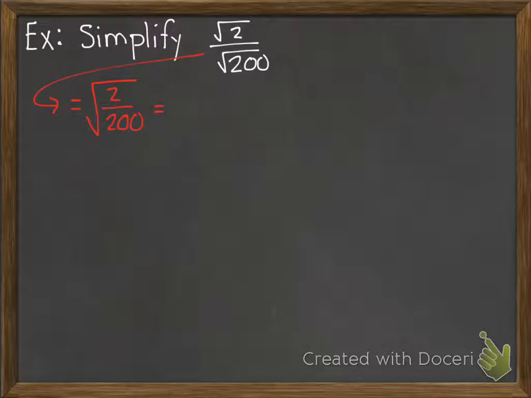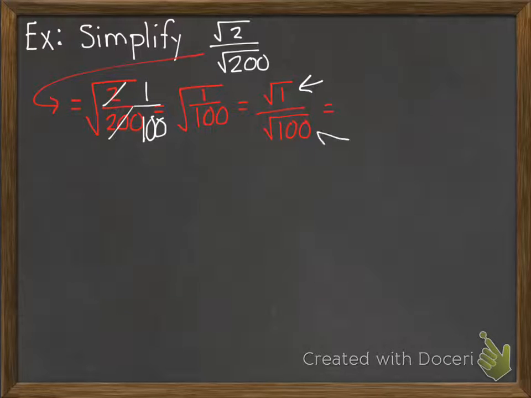If you notice, my greatest common factor in 2 and 200 is 2. I know 2 goes into 2 one time, and 2 goes into 200 100 times. So I'm left with the square root of 1 over 100. Now, what I can do is split them up again. So now I'm left with the square root of 1 over the square root of 100. I'm going to do this because I know what the square root of 1 is, and I know what the square root of 100 is. The square root of 1 is 1, and the square root of 100 is 10.